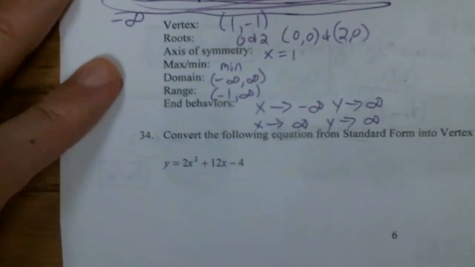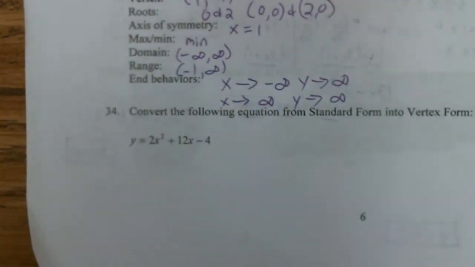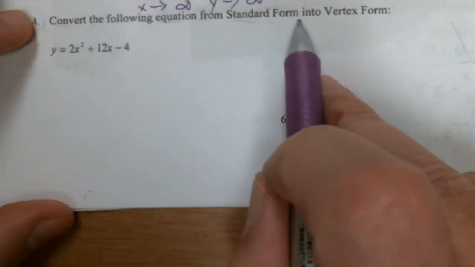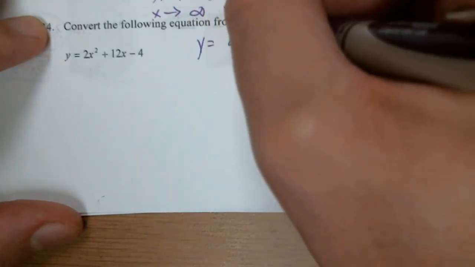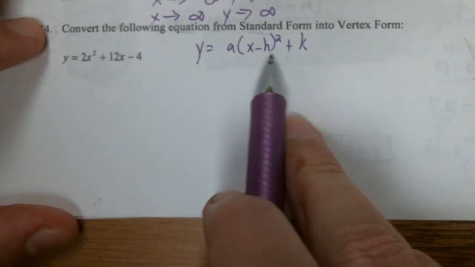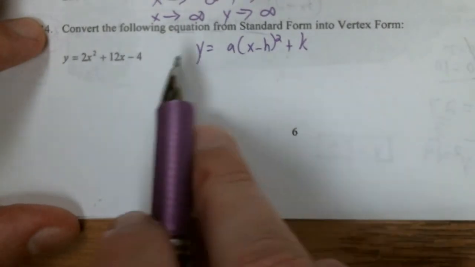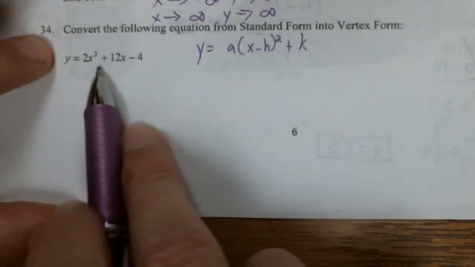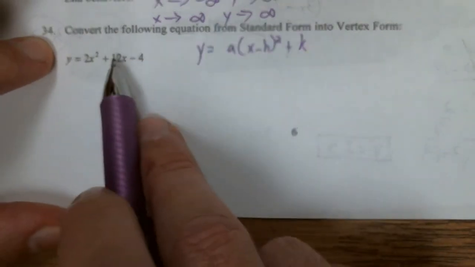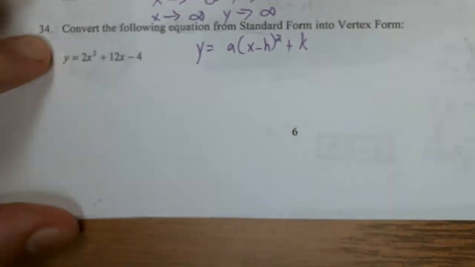Oh my goodness gracious. Lord have mercy. Help us on number 34. Guys, this is the hardest problem on the whole packet, by far the hardest problem on the final exam. How do I go from standard to vertex form? You have to remember vertex form is y equals a times x minus h squared plus k. This is standard form, where I don't have any parentheses. This is vertex form, where I have parentheses, this binomial. I want to go from one to the other. How do I do that?